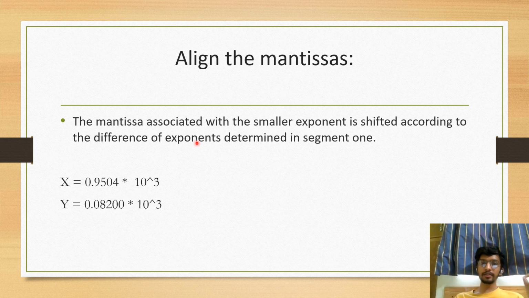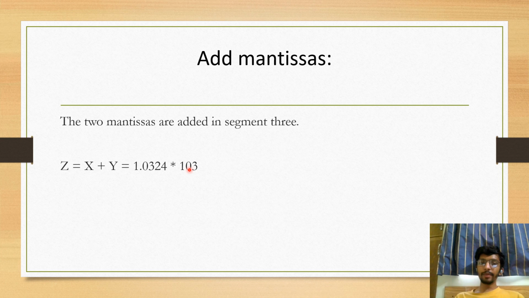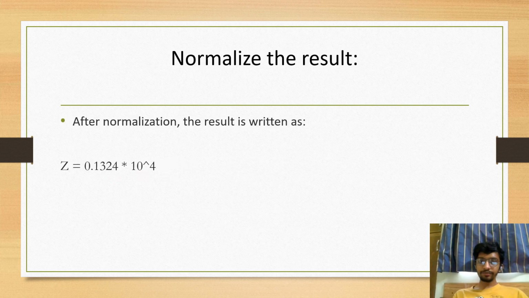The second step is to align the mantissas. The mantissa associated with the smaller exponent is shifted according to the difference. We got the difference of one, so we shift it right by one, and it becomes 10 raised to 3. Then add the mantissas. The two mantissas are added in segment 3, X plus Y. When we do the addition, we get 1.0324 into 10 to the power 3.